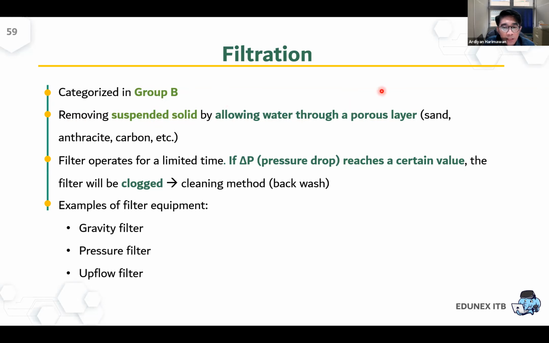It can be sand or some other materials like anthracite, carbon, or other materials. So the water will go through the porous layer. The filter will have certain pores with certain size, and then the water will go through the porous layer, and then the suspended solid will be retained on the surface of the filter.